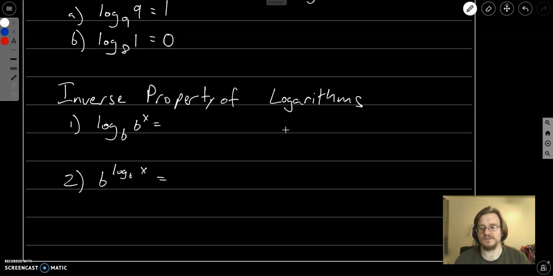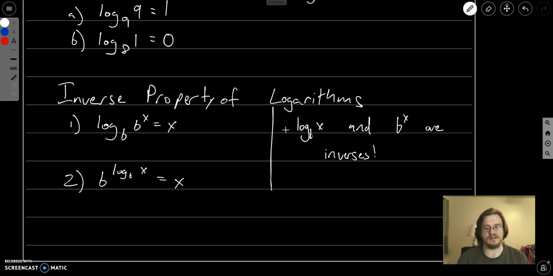For this first one, log base b of b to the x is always going to be equal to x, and b to the log base b of x is also equal to x. And this is because log base b of x and b to the x power are inverses of one another. This is how we defined the logarithm function to begin with. And what happens when you combine inverses? You're going to get x by itself.